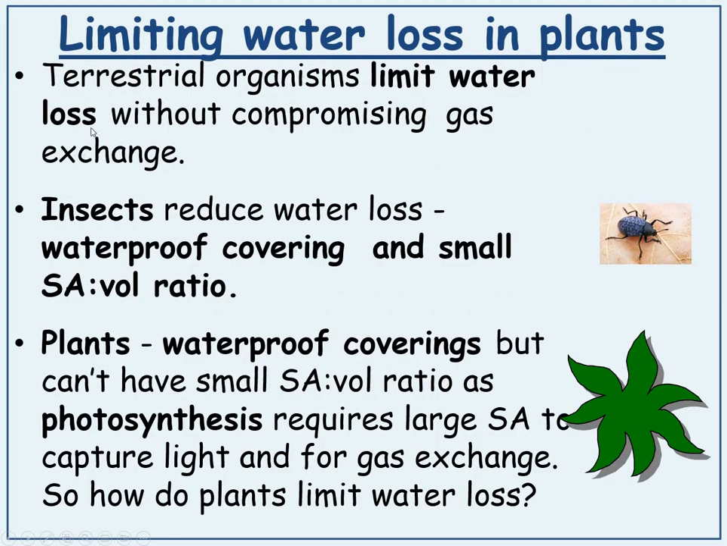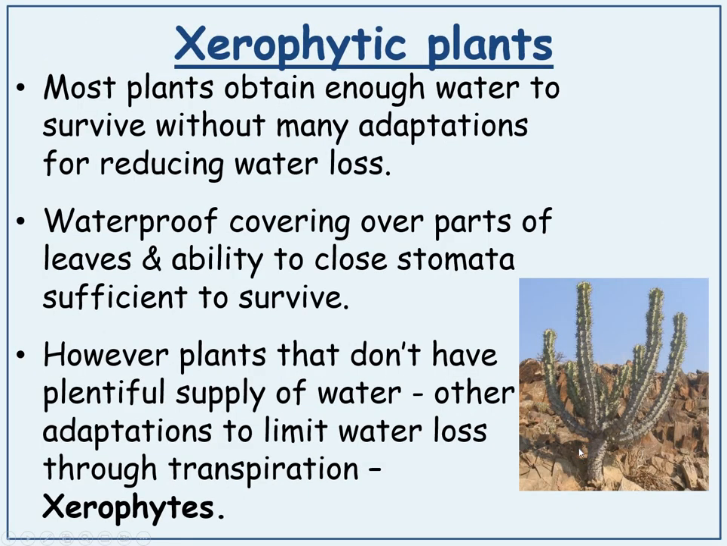Terrestrial organisms limit water loss without compromising gas exchange. Insects reduce water loss by having a waterproof covering and a small surface area to volume ratio. Plants also have a waterproof cuticle or covering, but they can't have too small a surface area to volume ratio because they need a large surface area to be able to capture light for photosynthesis and also for gas exchange. So how do plants limit water loss?